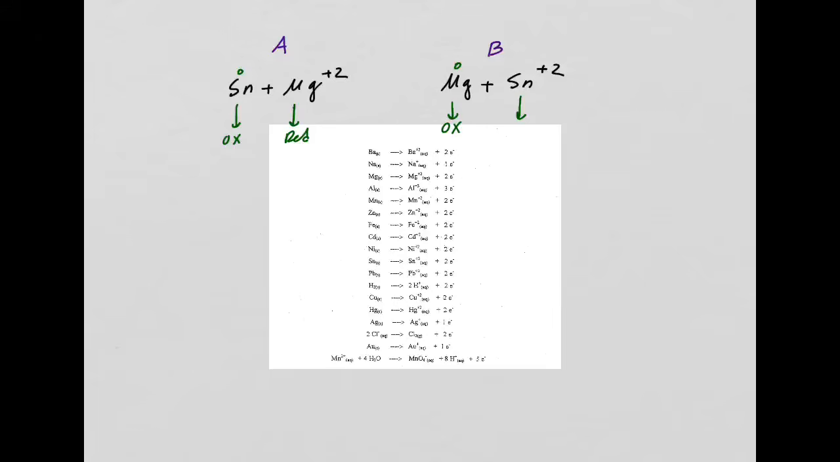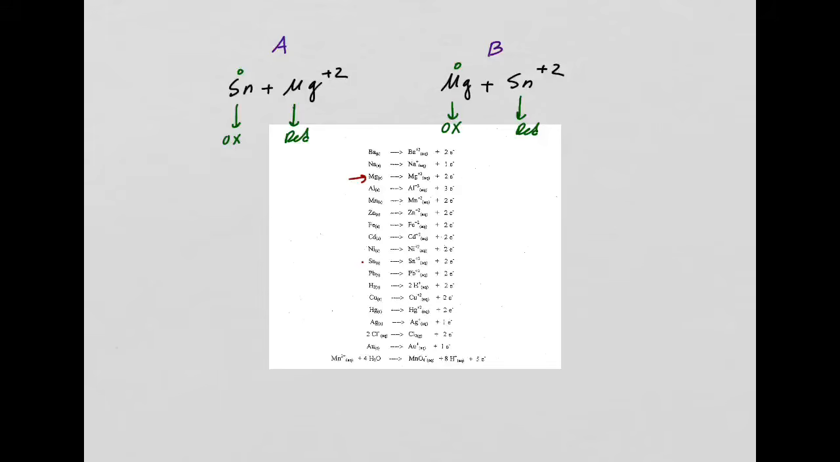Now, if the Sn is plus 2, so right here, Sn is plus 2. Let's see. The only option it has is to go to 0, right? Okay, so then it's going to be reduced. So far, so good. Now what I'm going to do, I'm going again to find Mg right here, and Sn is here.